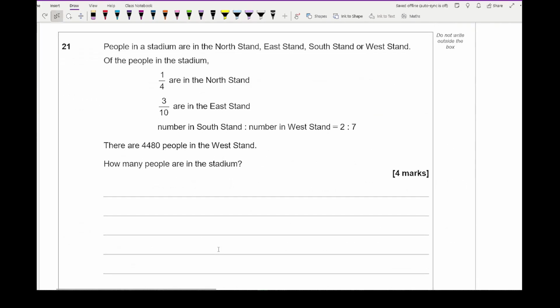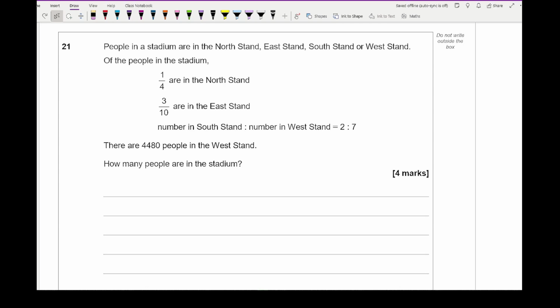Moving on to question 21, it says people in a stadium are in the north stand, the east stand, the south stand and the west stand. Of the people in the stadium, a quarter are in the north stand, 3/10 are in the east stand, and the number in the south stand to the number in the west stand is in the ratio of 2 to 7. There are 4,480 people in the west stand. How many people are in the stadium?